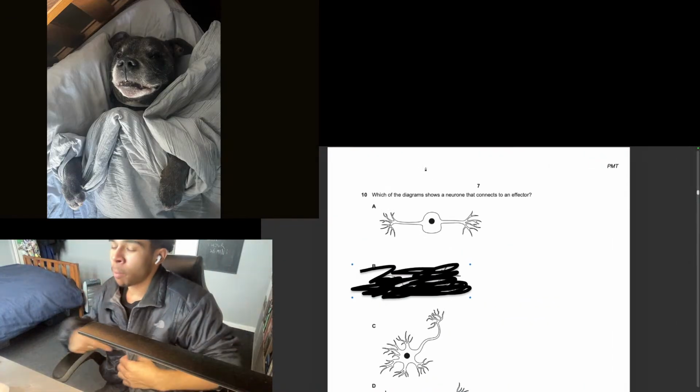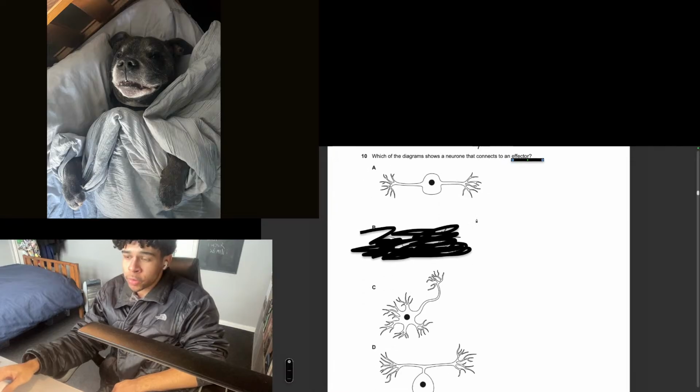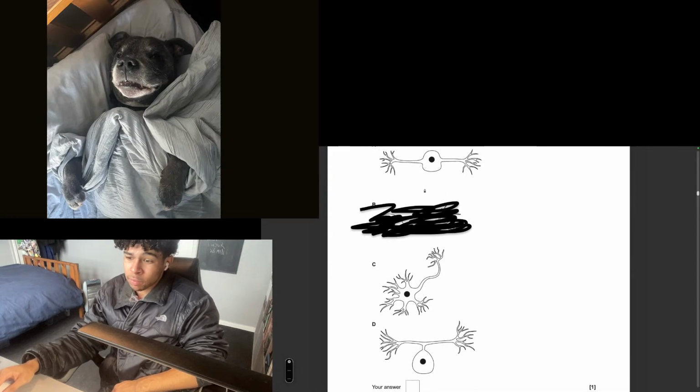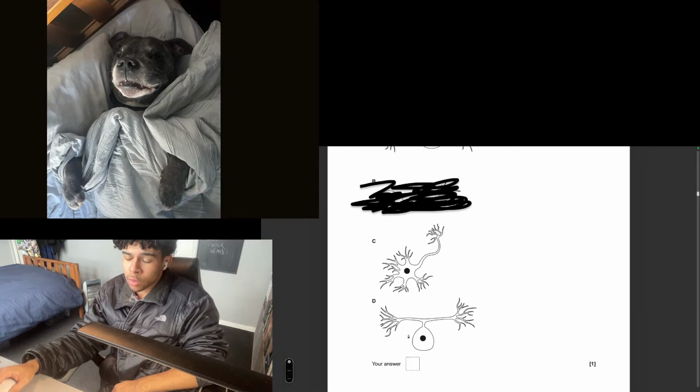Okay, an effector binds to a muscle. So it's a motor neuron, right? It's a motor neuron. That's, I don't even know what that is, to be fair. I think that's a sensory neuron. No. Yeah, this is a relay neuron.